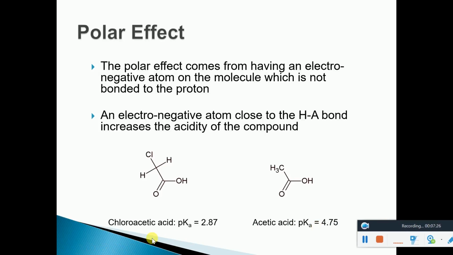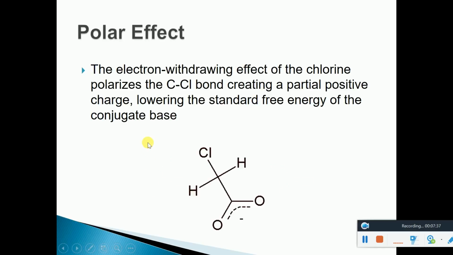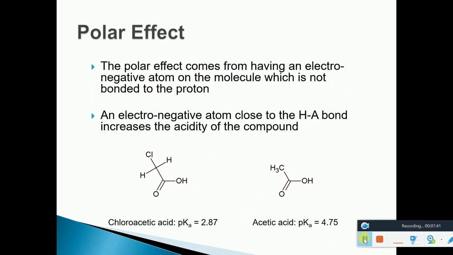Here this is just proving to you that this one is more acidic than this one, but why? Well, it's because of the polar effect, and this chlorine is doing that. What it's doing is taking electron density away this way, and these electronegative elements are also taking electron density away. So why is that important?